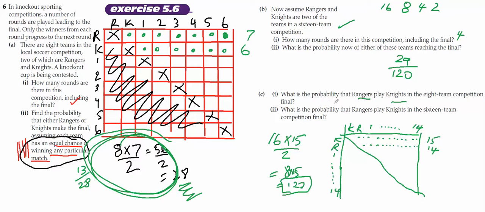Part C, what is the probability that the Rangers play Knights in the 8-team final? Well, there's one possibility out of our 28, so that's 1 in 28. And what's the probability the Rangers play Knights in the 16? There it is there, so that's 1 out of 120. Okay, I needed to work out what was the best way to represent the information. I chose a lattice because the lattice is really good when you've got lots of outcomes in a two-way event. Then I looked for patterns.